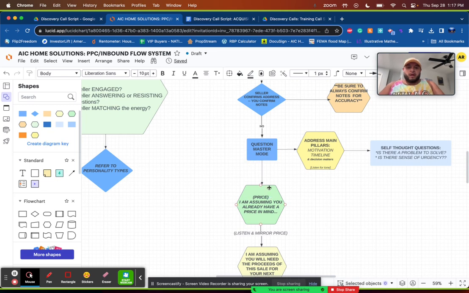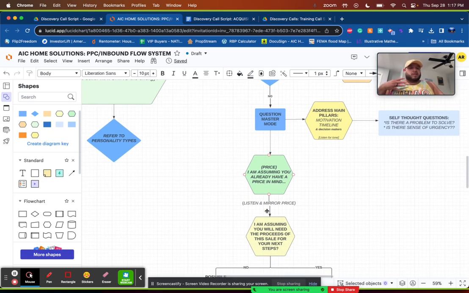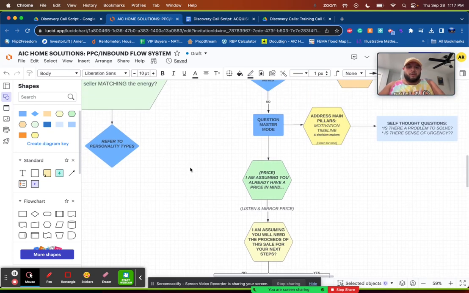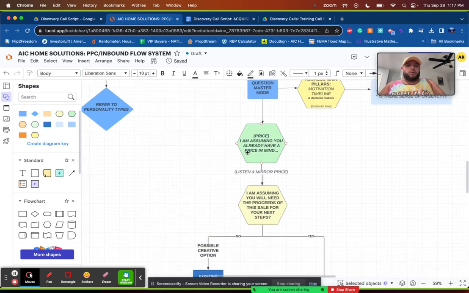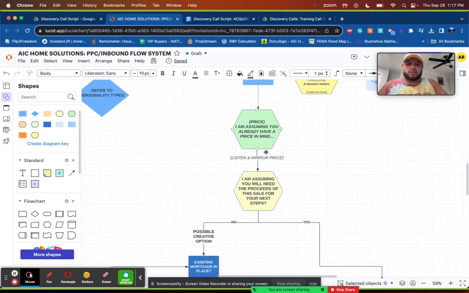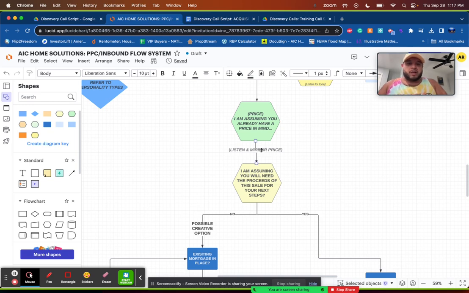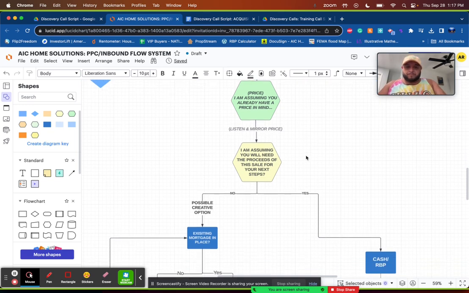Once you do that, then you can go into price. Now they've discovered a lot of things, and you've been able to figure out the condition of the home at this part. Then you get into the price, really mirroring what is happening in the seller's mind. What is it that they're looking to get? Then ask them a series of questions, like how they're arriving at that number, and just listen.